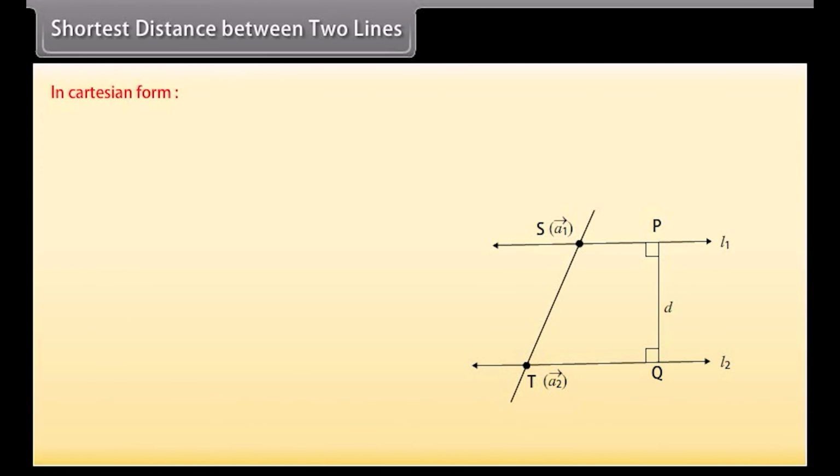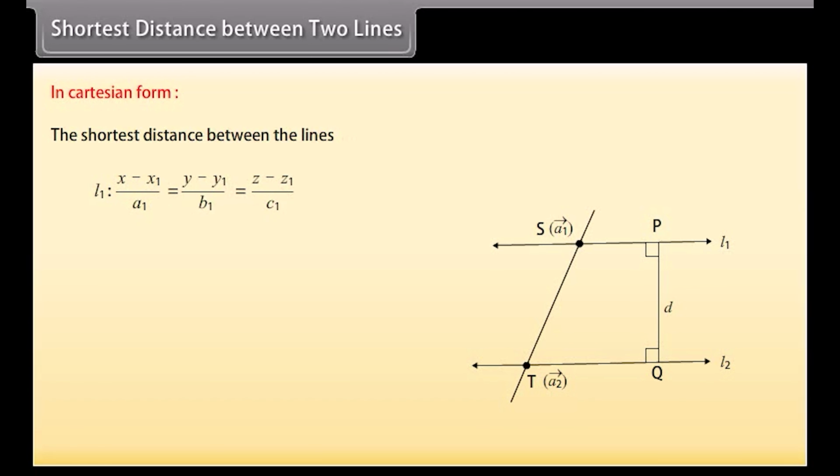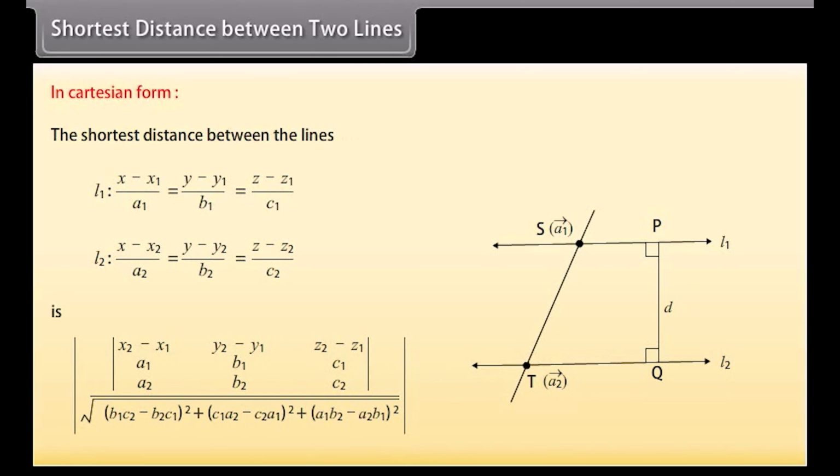In Cartesian form, the shortest distance between the lines L1: (x minus x1)/a1 equals (y minus y1)/b1 equals (z minus z1)/c1, and L2: (x minus x2)/a2 equals (y minus y2)/b2 equals (z minus z2)/c2, is the modulus of the determinant, row-wise: first row x2 minus x1, y2 minus y1, z2 minus z1; second row a1, b1, c1; third row a2, b2, c2; divided by the square root of (b1c2 minus b2c1) squared plus (c1a2 minus c2a1) squared plus (a1b2 minus a2b1) squared.